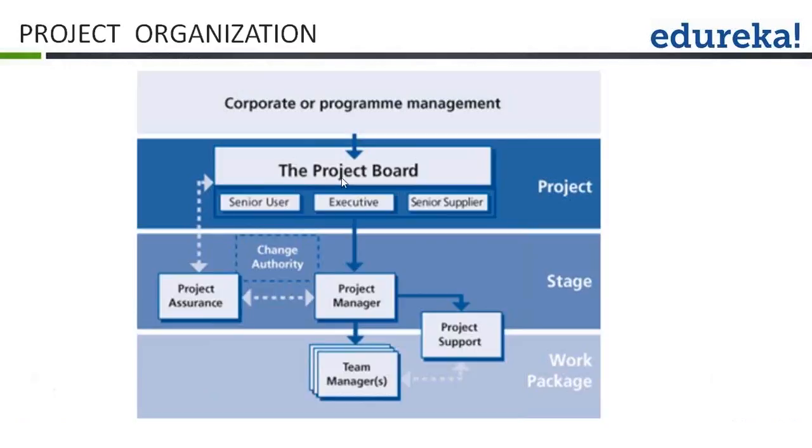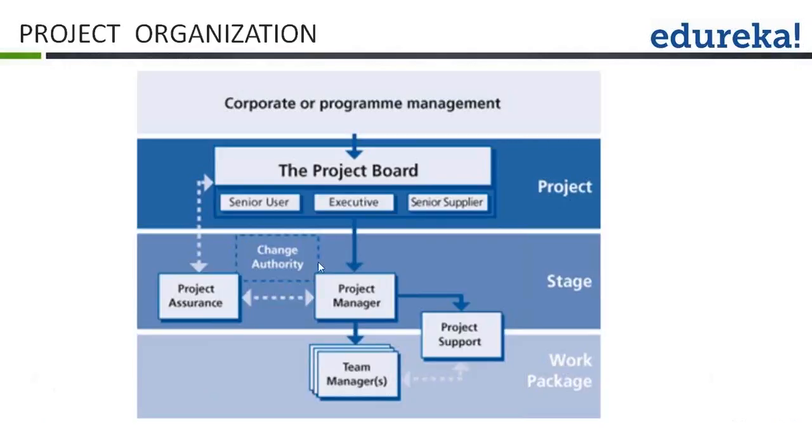In the project board, we have a user representation which is called the senior user. This person is responsible for acceptance criteria and benefits of the project. We have business representation which is called the executive. This person is responsible for funding the project and for ensuring that there is a justifiable business case for the project. The senior supplier, a supplier representation, is responsible for providing delivery, skills and technology support for the project. And we have the project manager for day-to-day management of the project, and the team manager for managing the delivery of the project.